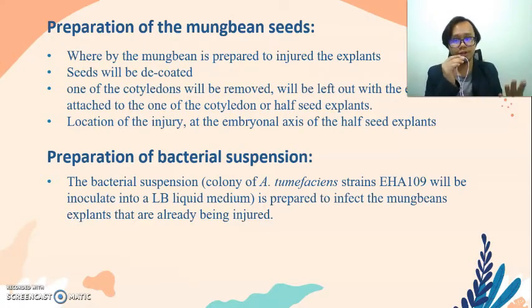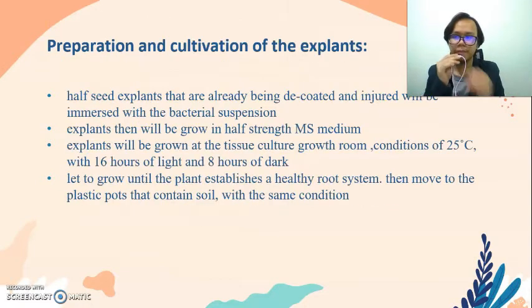Next is the preparation of the bacterial suspension. The bacterial suspension, which consists of the Agrobacterium tumefaciens strain, will be inoculated into LB liquid medium, prepared so that it can infect the mungbean explants that are already injured.